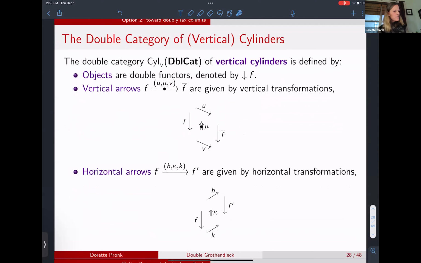Okay, so first the cylinders. A double category of vertical cylinders is defined with objects double functors. So I'm just going to draw them vertically. A vertical arrow in this double category of cylinders is given by a square with a vertical transformation. So this is a square of double functors and a vertical transformation to fill that. A horizontal arrow in the cylinders is given by a pair of double functors and a horizontal transformation.